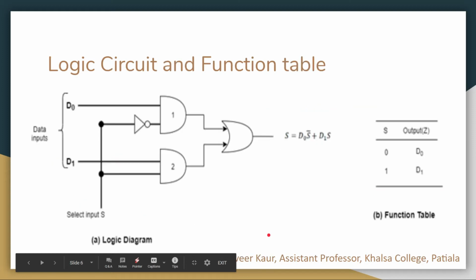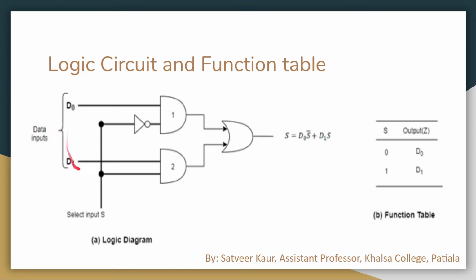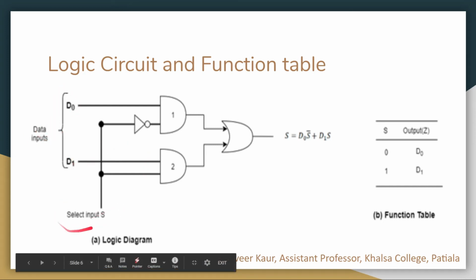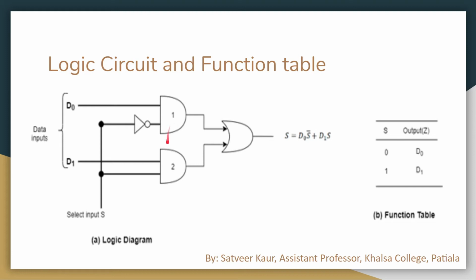Now let's see its logic circuit and its function table. This one is the data inputs D0 and D1. This one is the select input. This one is AND gate 1, this one is AND gate 2, and this is the OR gate, and this is the output. This one is the function table of this multiplexer. If the value of S equals 0, then the D0 input will be directed to the output. If S equals 1, then D1 will be directed as output.